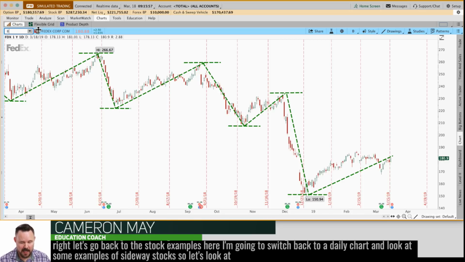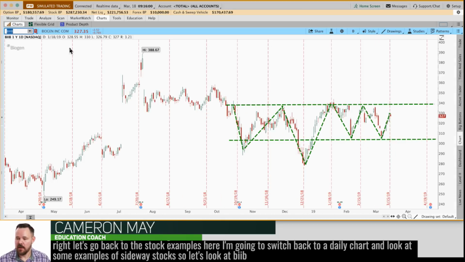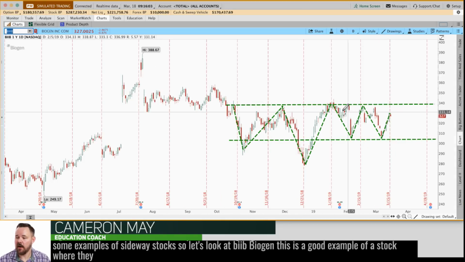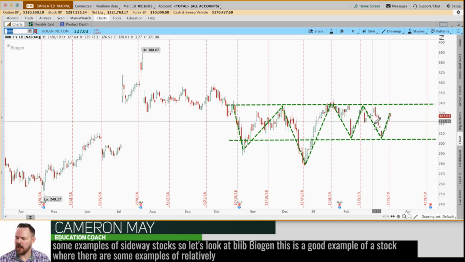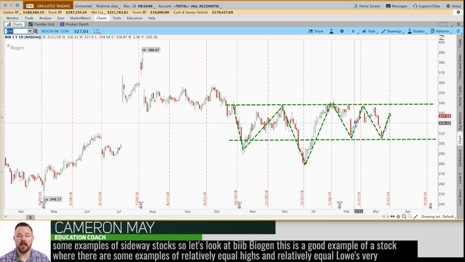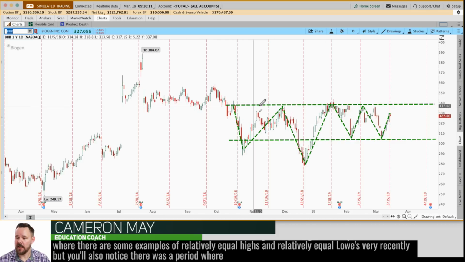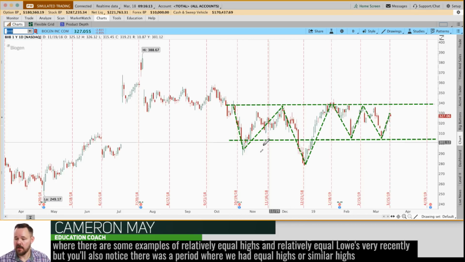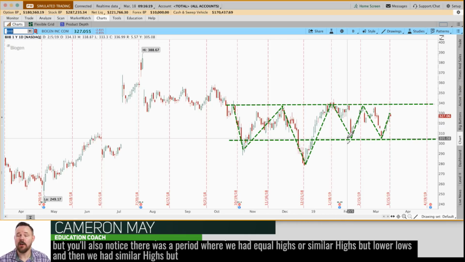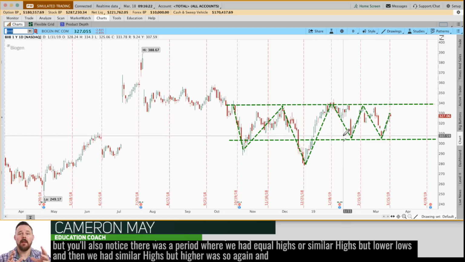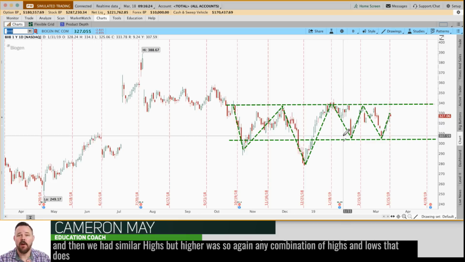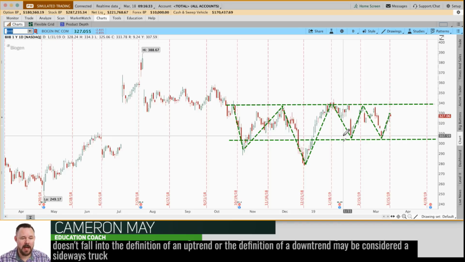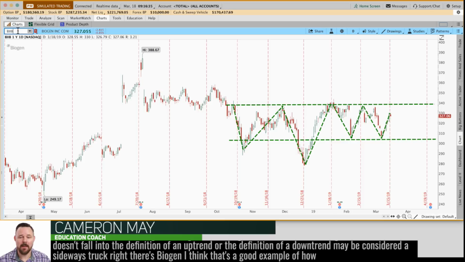So let's look at BIIB. Here's Biogen. This is a good example of a stock where there are some examples of relatively equal highs and relatively equal lows very recently, but you'll also notice there was a period where we had equal highs or similar highs, but lower lows. And then we had similar highs, but higher lows. So again, any combination of highs and lows that doesn't fall into the definition of an uptrend or the definition of a downtrend may be considered a sideways trend.